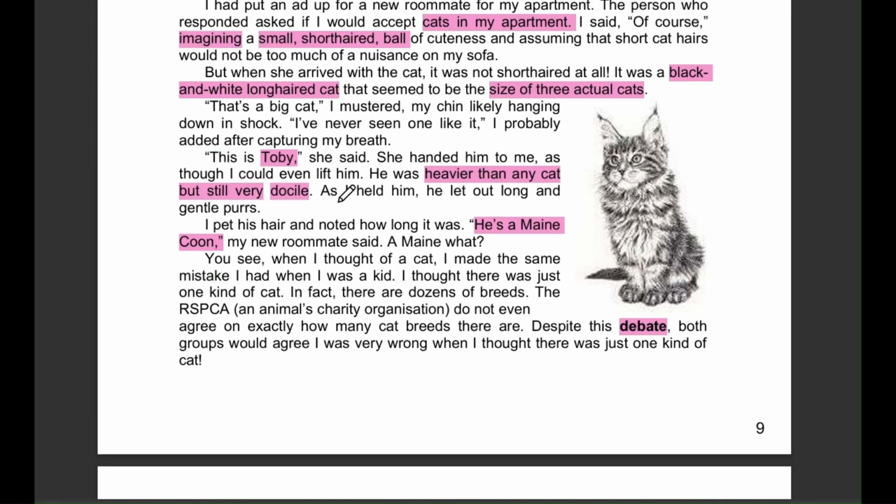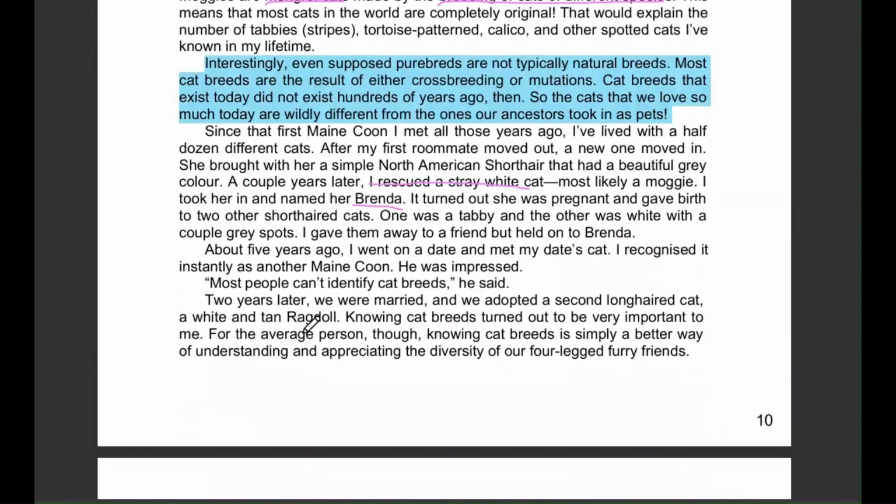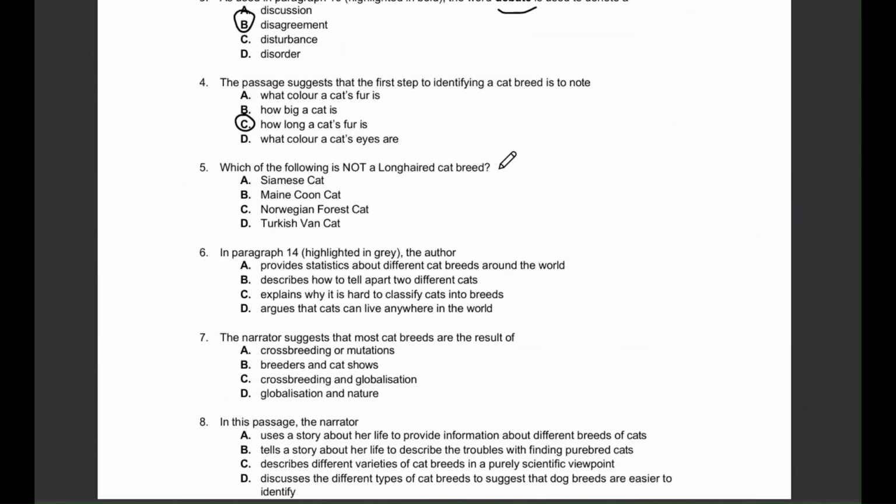This first difference helps to narrow down the breed it might be. Okay, question number 5. It says, which of the following is not a long-haired cat breed? With options, A, Siamese cat, B, Maine Coon cat, C, Norwegian forest cat, D, Turkish van cat. The answer here is letter A, Siamese cat.